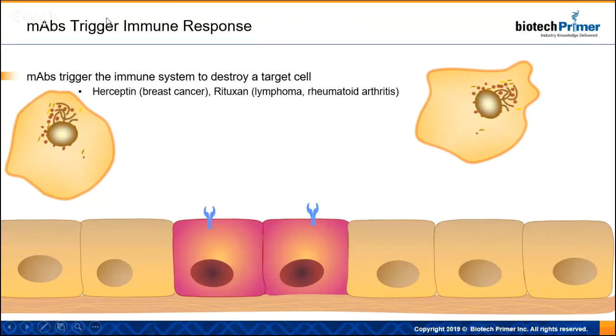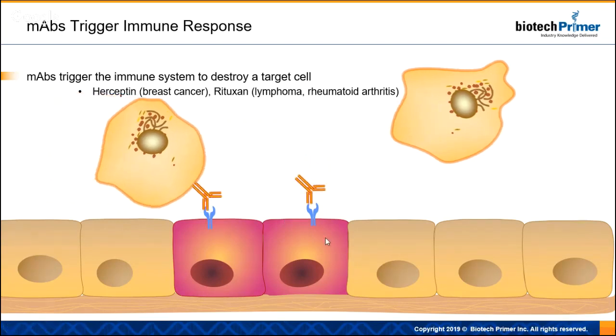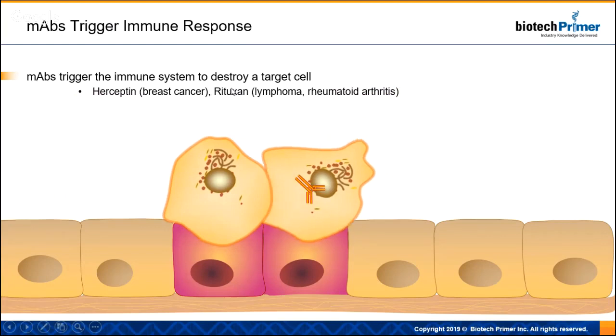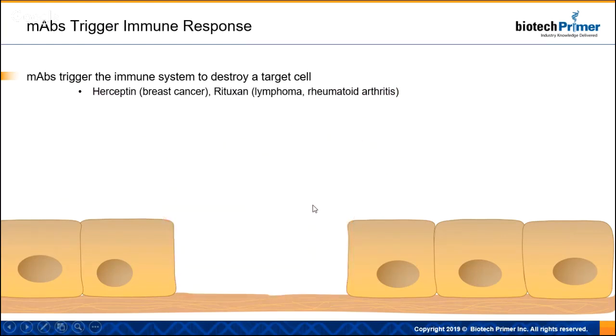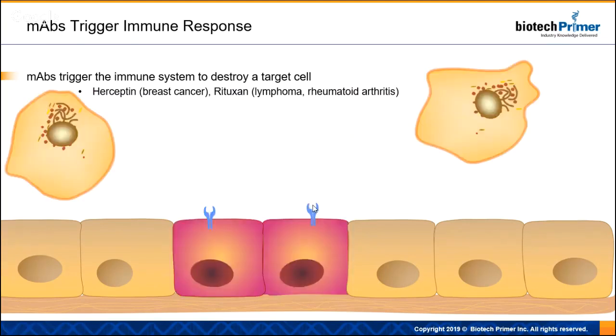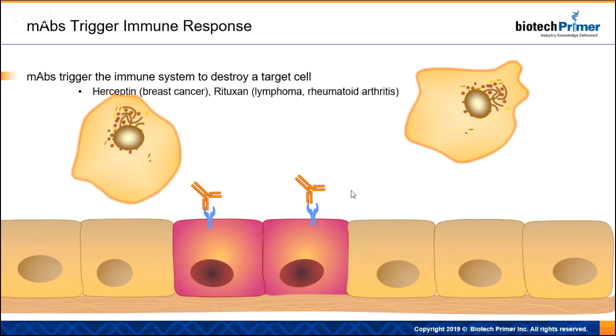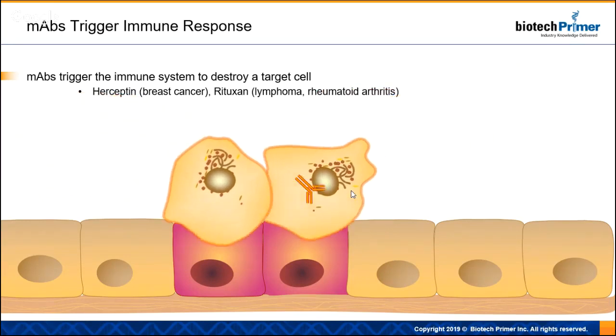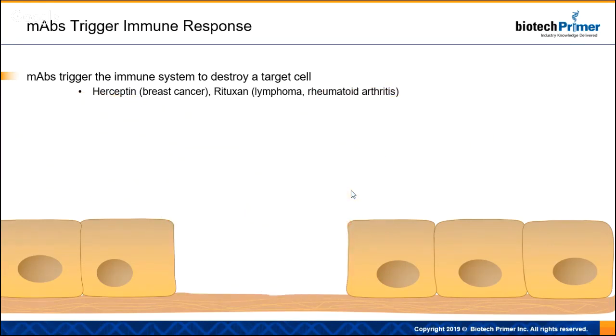So for example, Herceptin recognizes the HER2 positive receptor on the surface of breast cancer cells. Rituxan is a lymphoma drug that recognizes a protein that's on the surface of blood cancer cells. And so what happens is when these therapeutic antibodies bind to those receptors, they activate an immune response. They activate white blood cells, such as macrophages and killer T cells, to come along and destroy that cell.